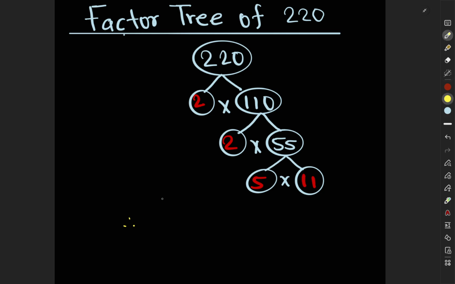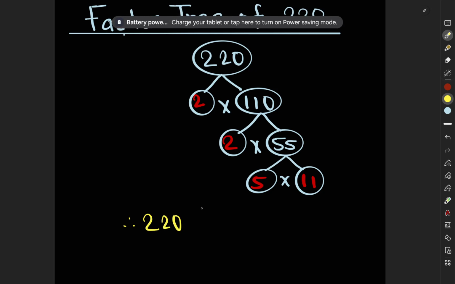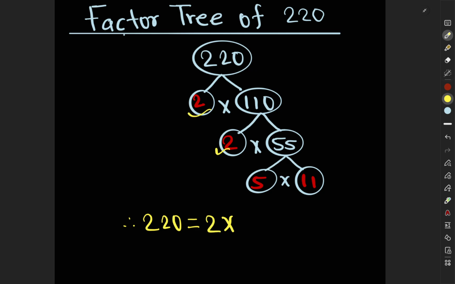So we can write 220 is equal to the product of all these prime numbers, that is this 2 times this 2 times this 5 and this 11.